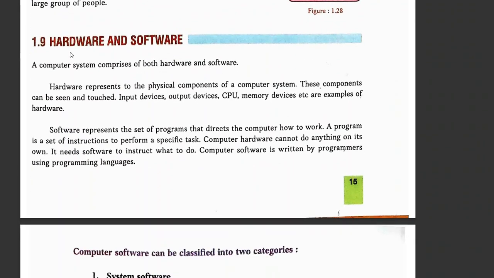So today we're going to discuss hardware and software. So please turn to page number 15. First of all, in order to know what hardware and what software is, you need to know that the computer system can be divided into hardware, software, and humanware. Okay? Hardware, software, and humanware. The whole computer system can be divided into three parts: one is hardware, another is software, and third is humanware.